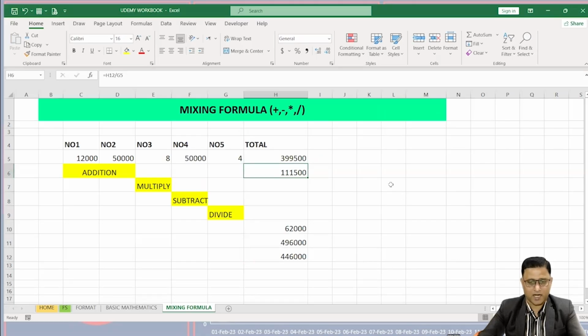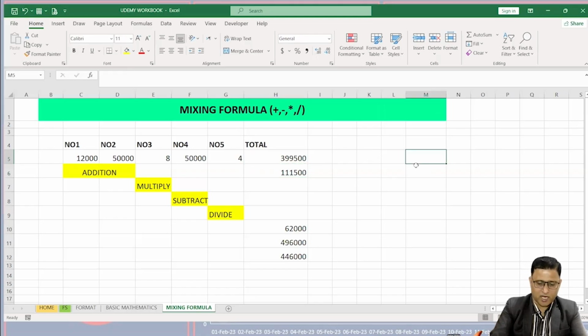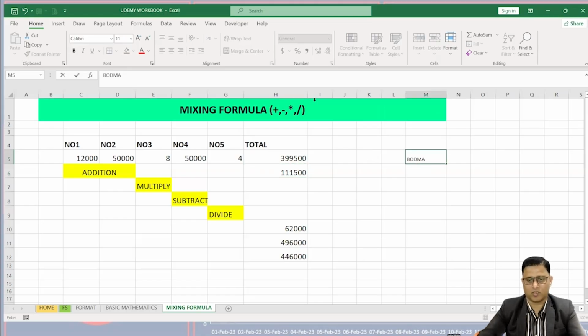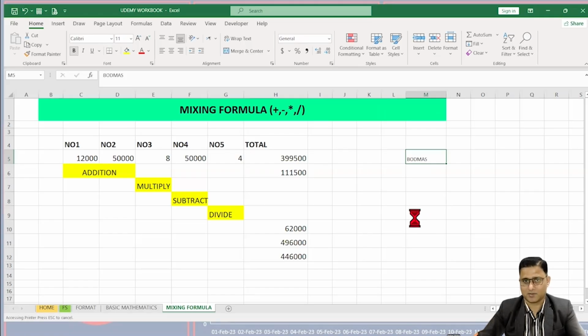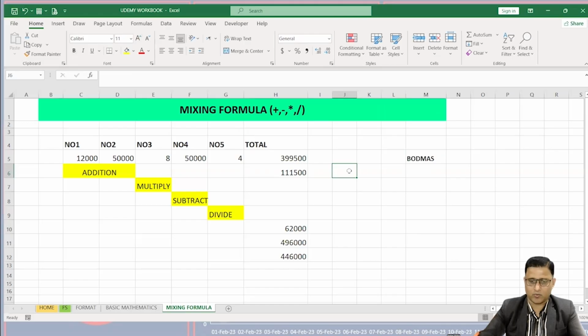For that, there is a formula, the formula that we learned called the BODMAS formula. You have seen this BODMAS formula in your schooling times, in basic mathematics: plus, minus, multiply, divide. So these are basic things that we need to use. So what does the BODMAS formula mean?